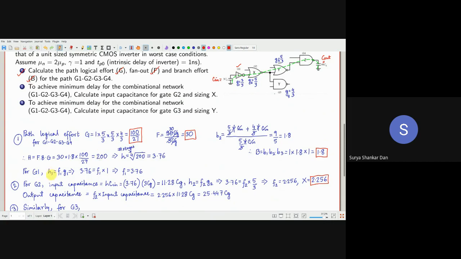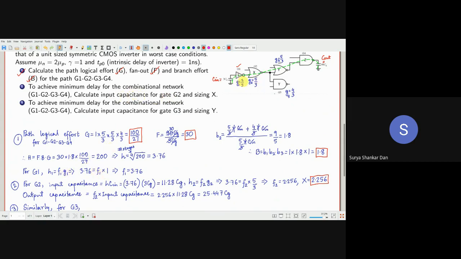You will notice that H1 is equal to F1 G1. No B1 part. B1 is equal to 1 because there is no branching in the first stage. So H1 is 3.76. H1, H2, H3, these are all 3.76 anyway, but I've written it separately. 3.76 is equal to F1, because we have to find out the individual sizing for the input capacitance. F1 into G1.